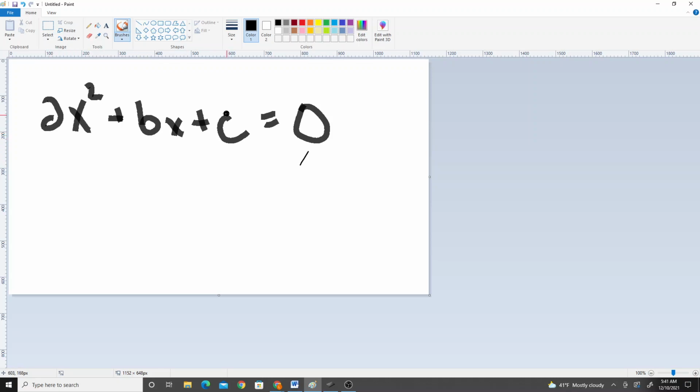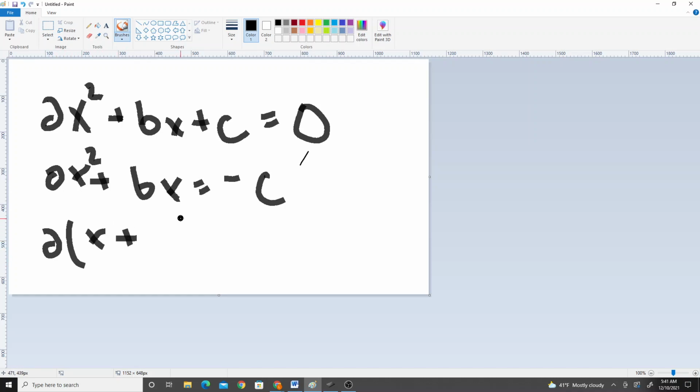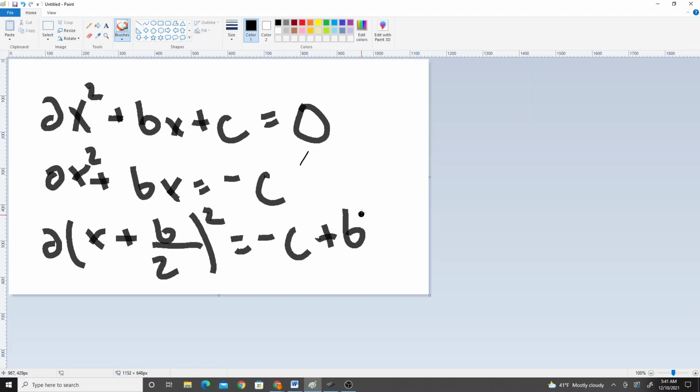So we want to subtract c first. You get ax squared plus bx equals negative c. And then to do completing the square, we take half of b, square that, and add that to both sides. So then factor out the a, so that will become a, because we factor that out, and then you have x plus b over 2 squared is equal to negative c plus b squared over 4.